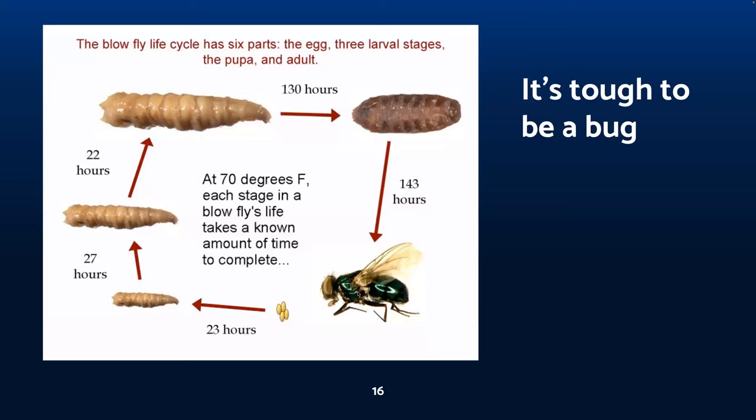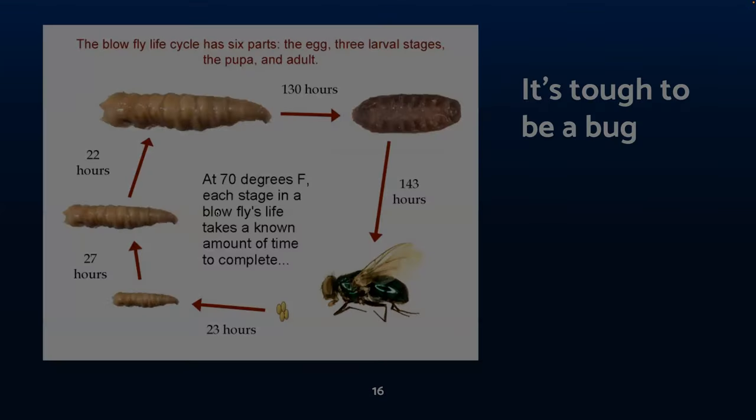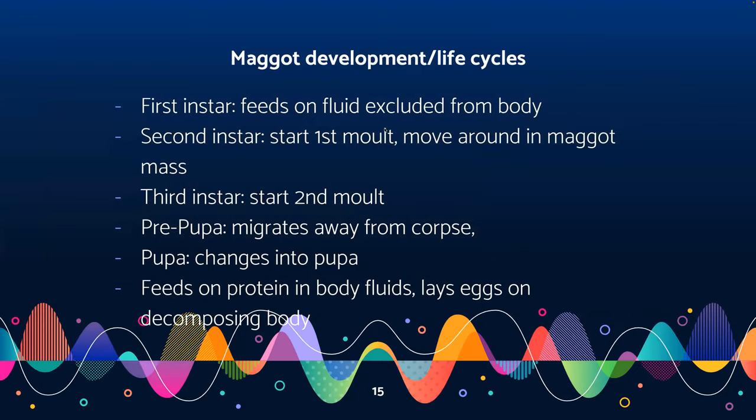And as you can see, the first instar is the smallest maggot, and these feed on bodily fluids and stuff. And then as they grow up a little bit, as the maggots take time to grow, right? Along with the maggots, time also passes. So that way you can figure out how long the body has been dead for.